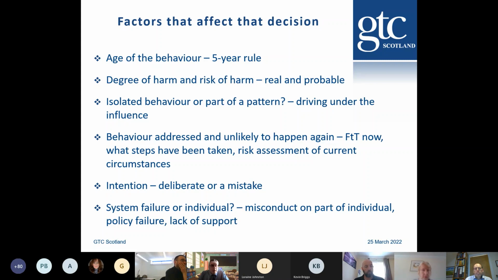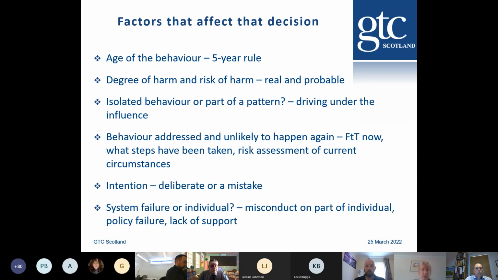We would also look at the degree of harm and ask if the risk of harm was real and probable. If it were, we would be more likely to investigate. We would ask if this was a one-off incident or if it was part of a pattern of behaviour. If part of a pattern of behaviour, it could be indicative of more serious underlying issues, which may very well affect someone's fitness to teach.